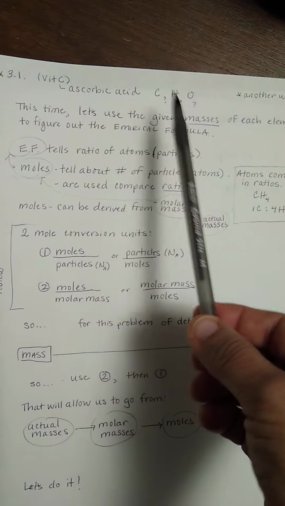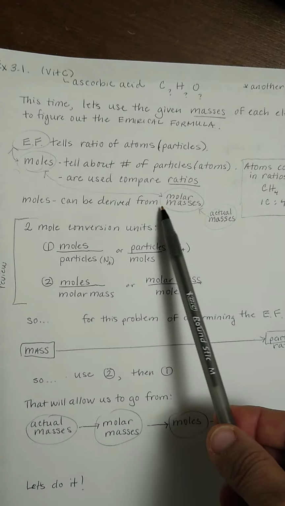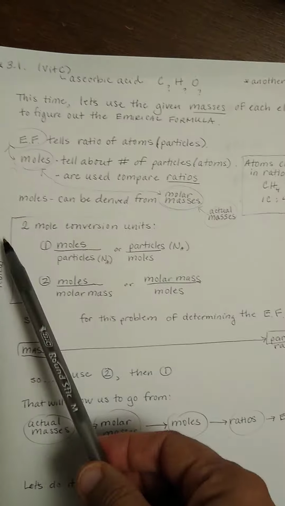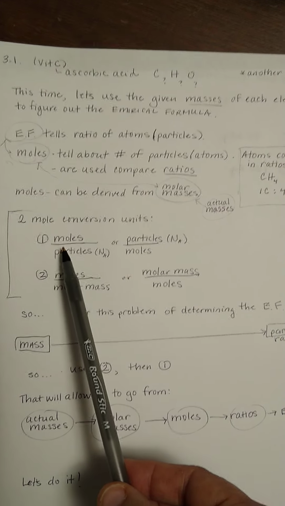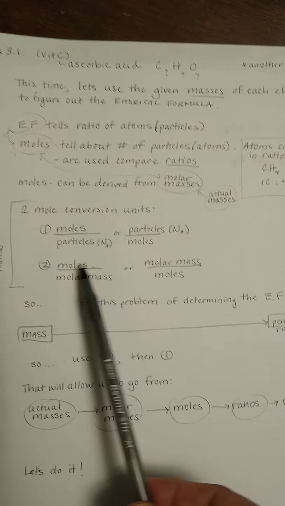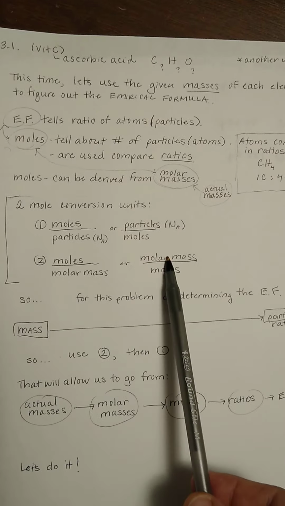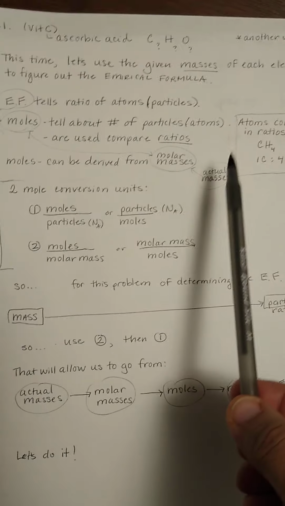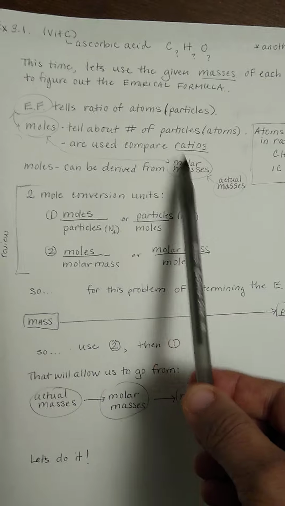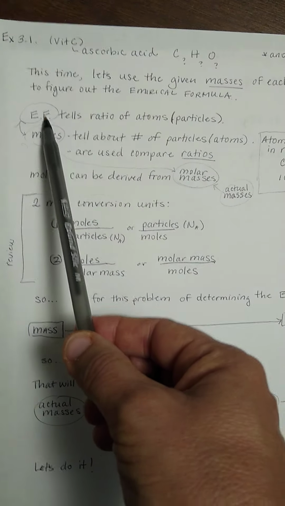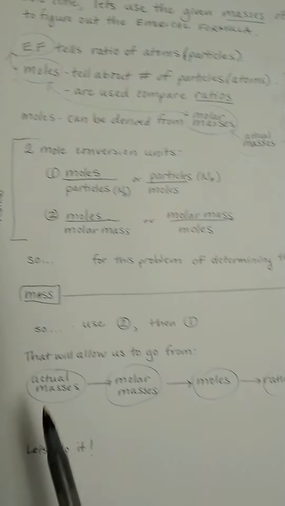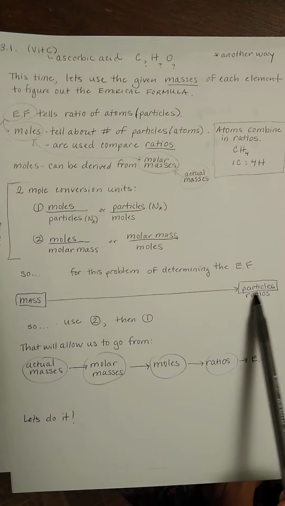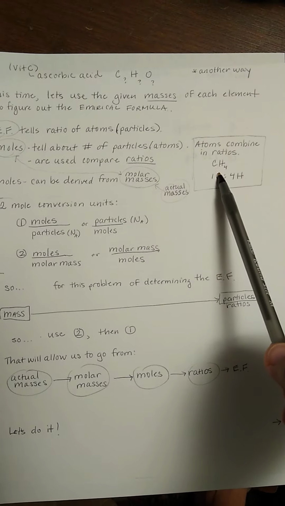Okay, and then so we are given masses, and moles can be derived from masses if you go through the molar mass conversion. So remember these two conversions. We had the moles to particles or particles to moles, and then moles to molar mass to moles. So for this problem, we're going to go from actual masses to molar masses to moles to empirical formula. And then written kind of in a line here, since we are given the masses and we're trying to find information about the ratio of particles so we can come up with an empirical formula.